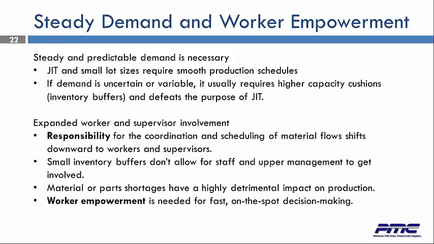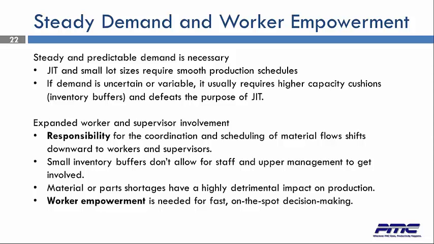The other thing that is necessary to carry out lean operations is steady demand and worker empowerment. Steady and predictable demand is necessary. Just-in-time and small lot sizes require smooth production schedules. If demand is uncertain and variable, it usually requires a higher capacity cushion, that means buffers. Lean ideally does not allow inventory buffers, and it defeats the purpose of just-in-time.